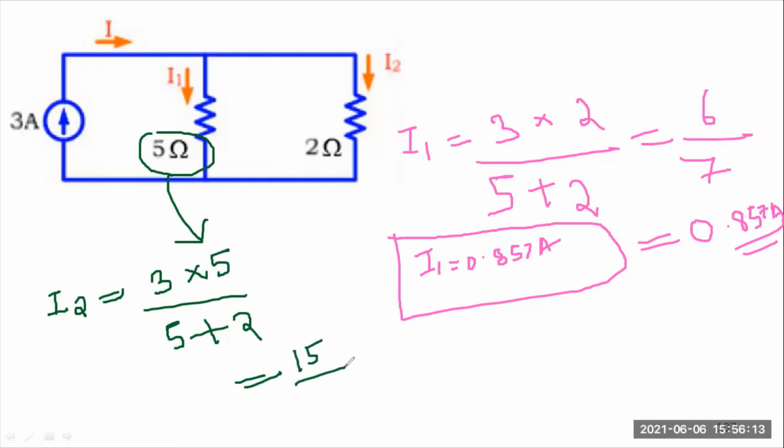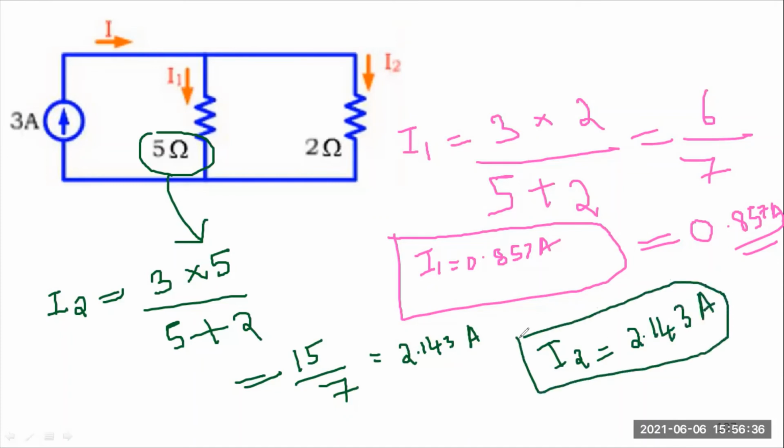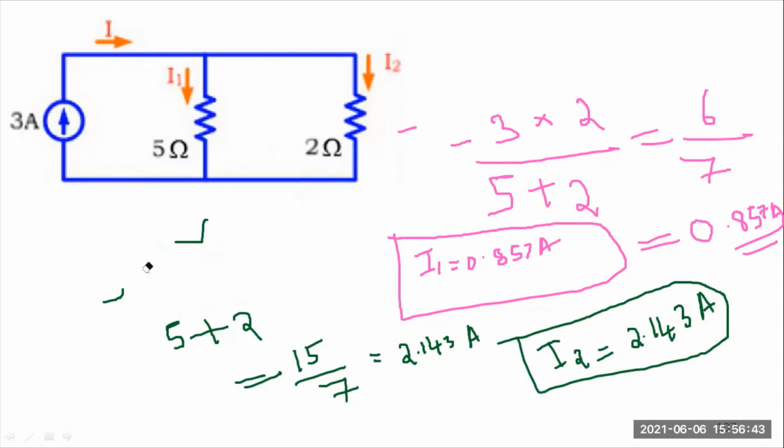15 divided by 7. So it must be 2.143 amps. So I can write I2 is equal to 2.143 amps. Don't forget to write the units. So with the help of the current division formula, I can compute the current flowing through each and every branch. This is the way to solve the numerical example with the help of the current division formula.